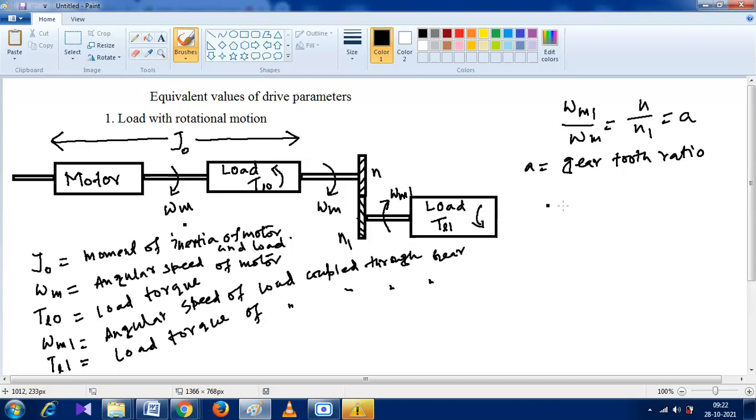Deepak, Deepak, am I audible? यस सर. ऑडिबल सर. Okay.